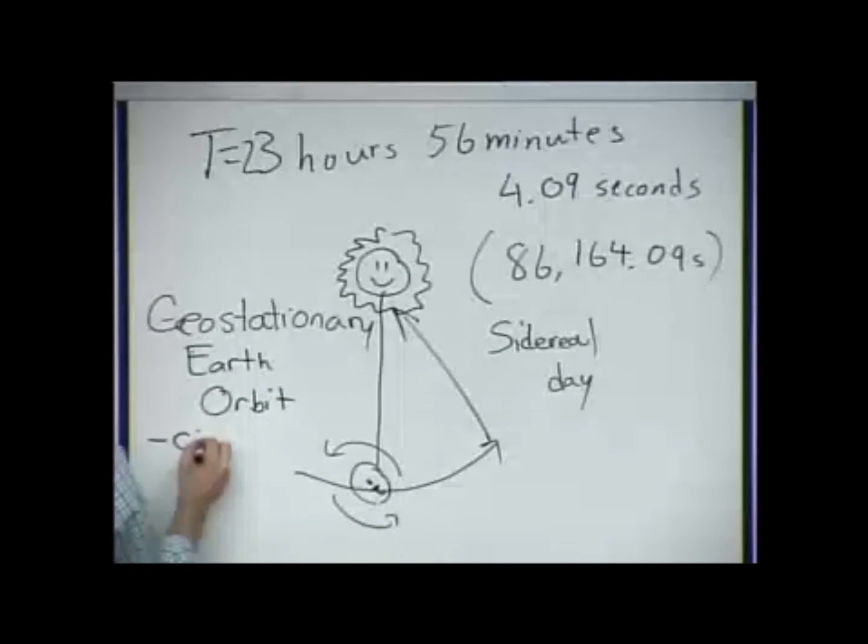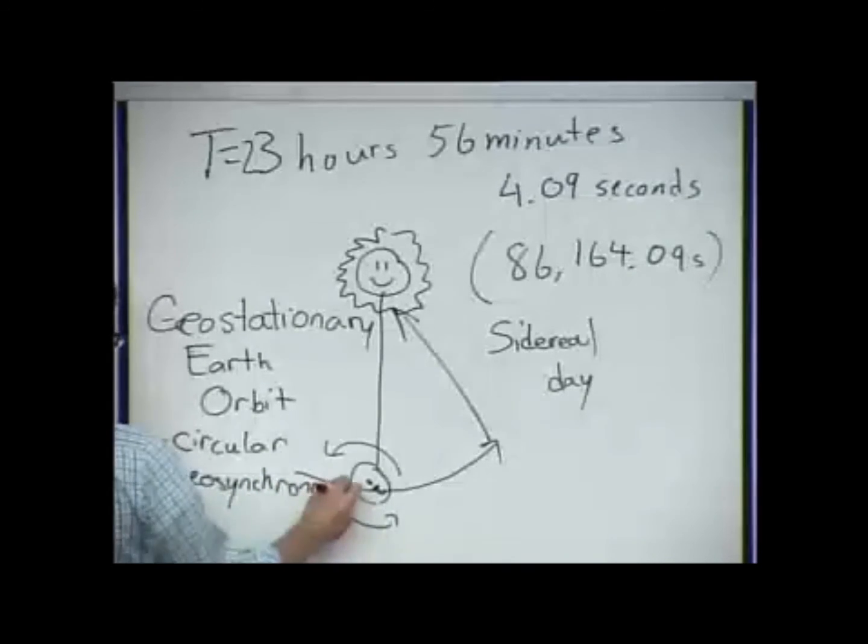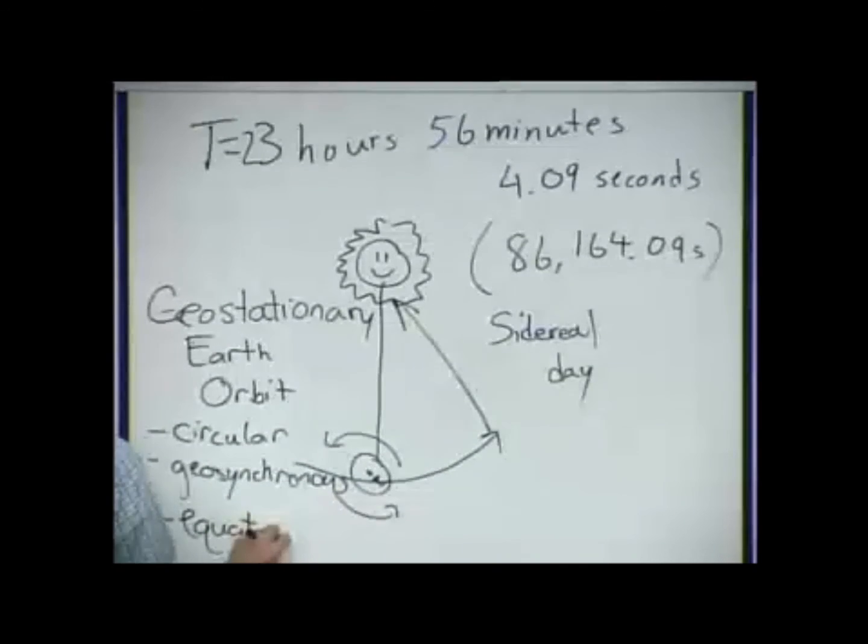And that's three conditions. The orbit has to be circular, geosynchronous, 1 sidereal day, and it must be equatorial. It cannot be inclined.